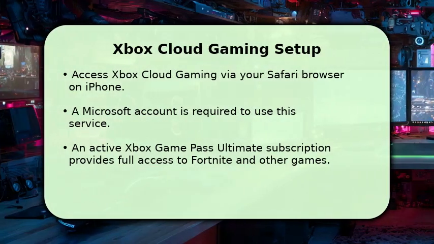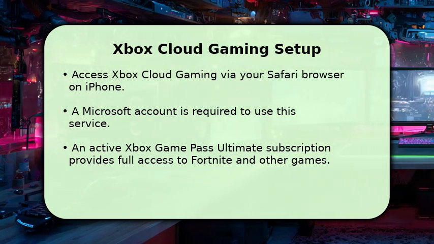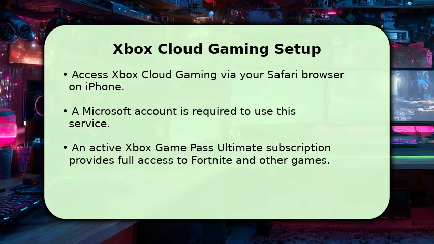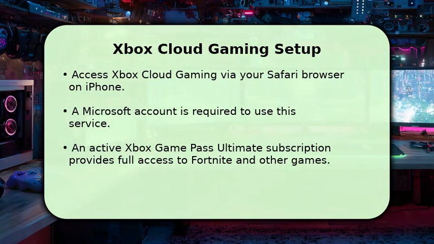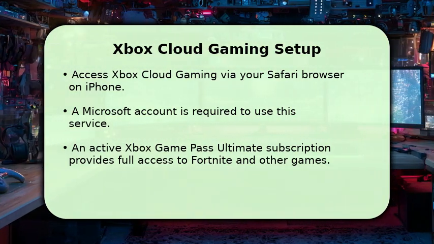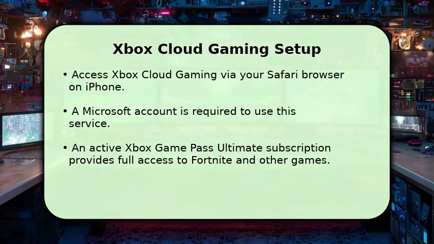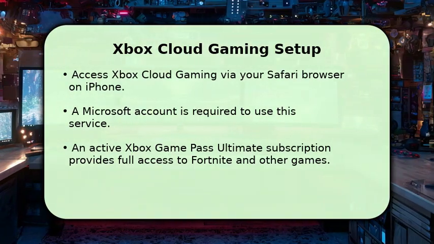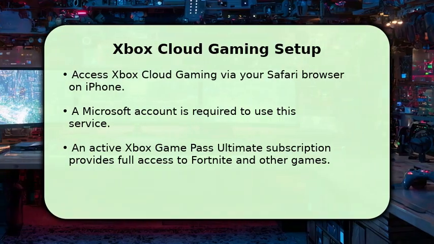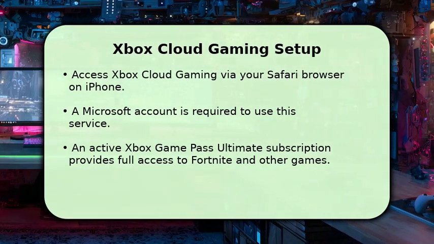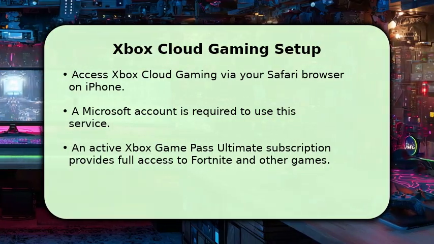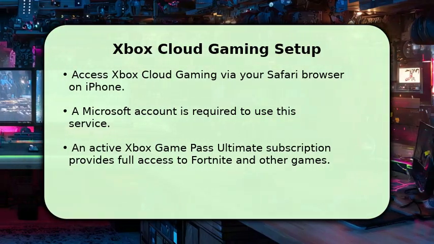To begin with Xbox Cloud Gaming, open your Safari browser and navigate to xbox.com/play. From there, you will sign in with your Microsoft account, which is a straightforward process. Fortnite is available to play for free through this service, even without a Game Pass Ultimate subscription, making it a fantastic starting point. Just add the web page to your home screen for quick, app-like access.